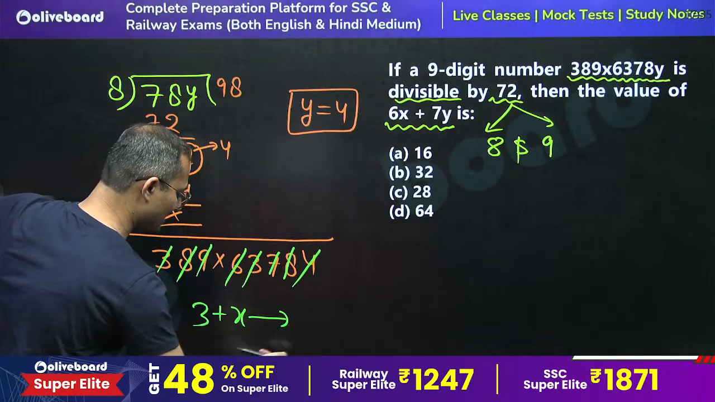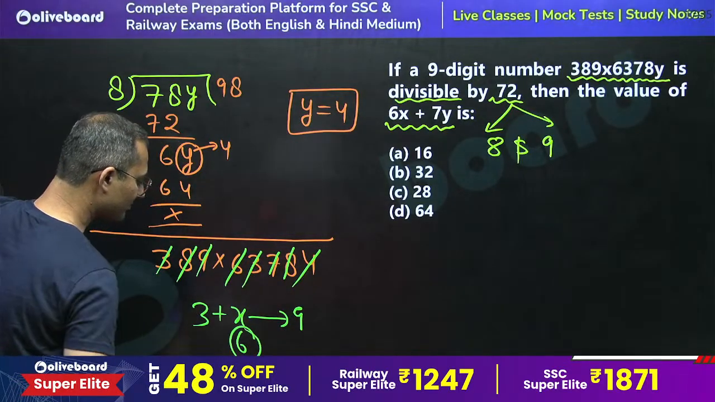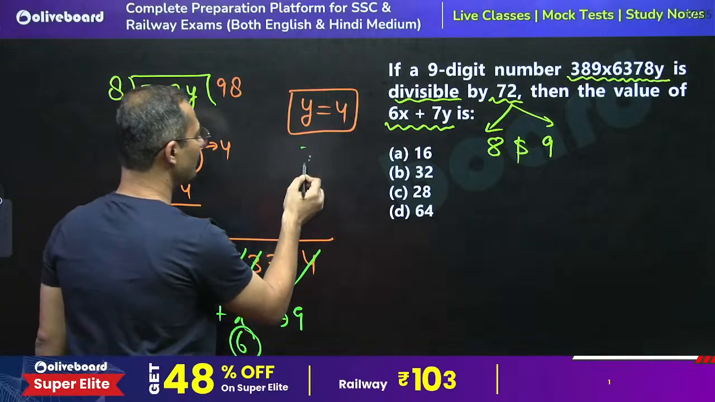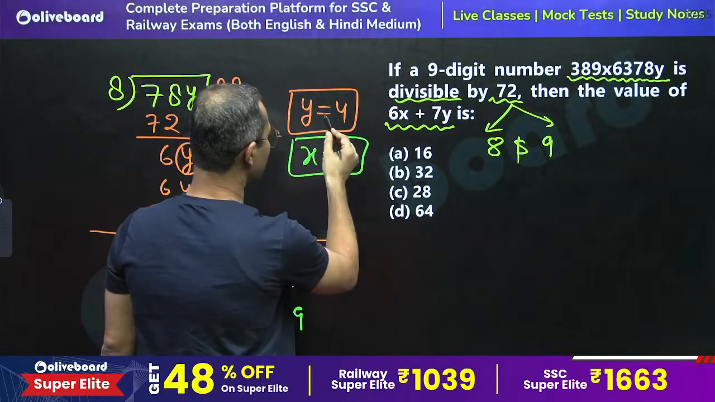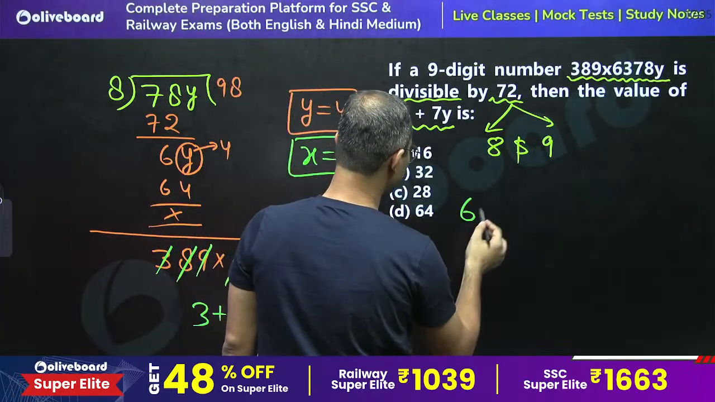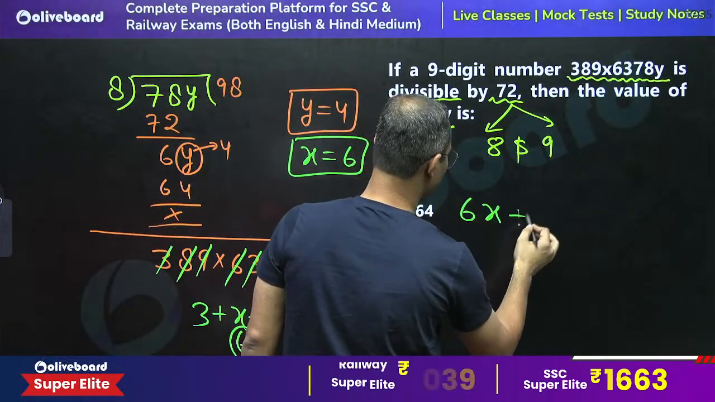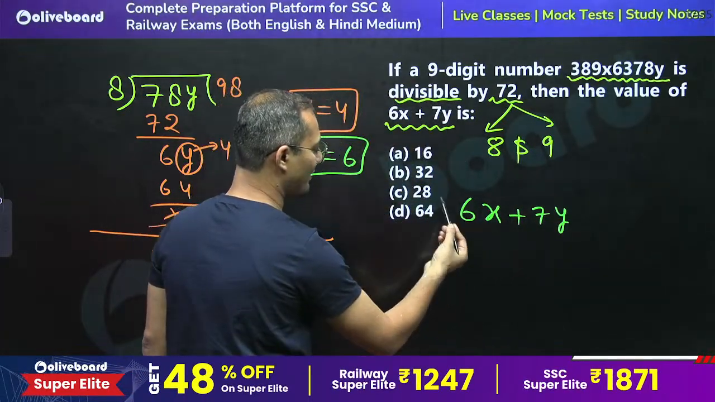So we can say that the sum of both must be equal to 9. So we are going to take 6, right? So the value for x is going to be 6. Now substitute the values for x and y in the required expression. The question is asking for the value of 6x plus 7y, right? So just substitute the values for x and y in this.